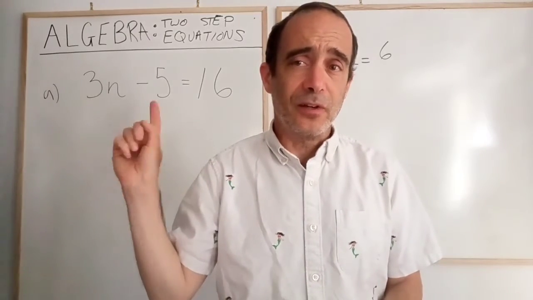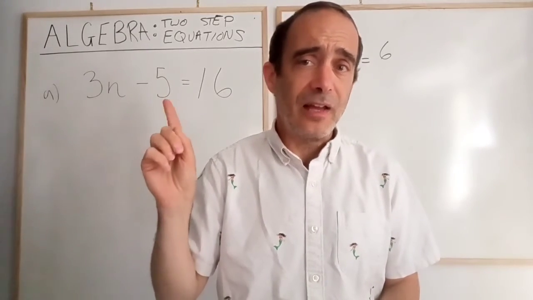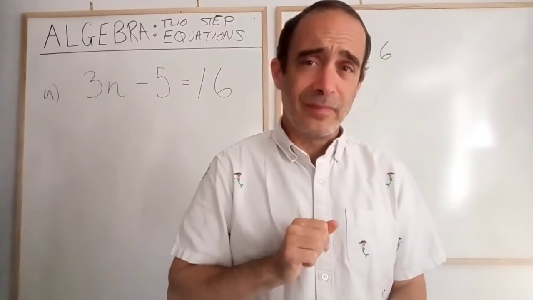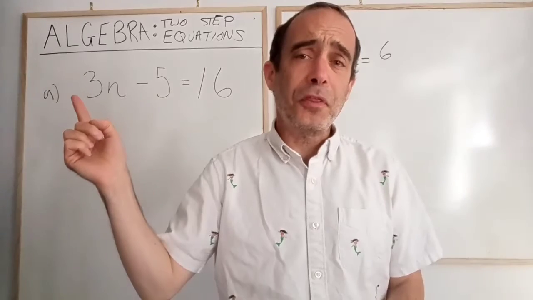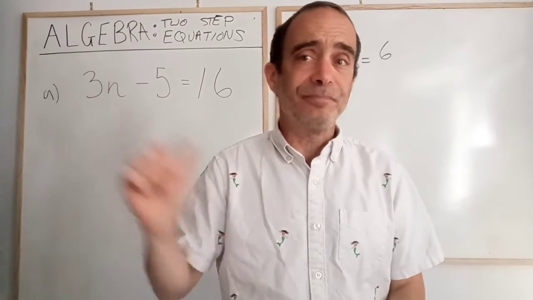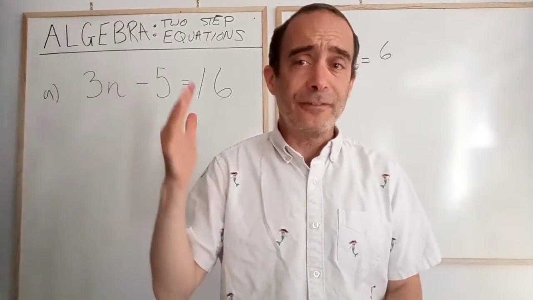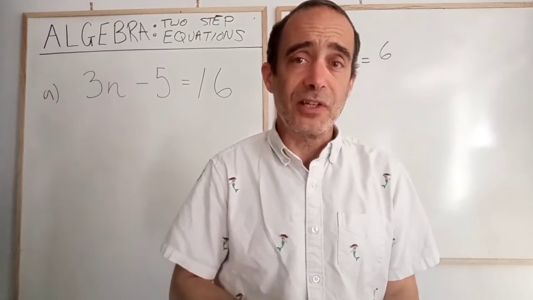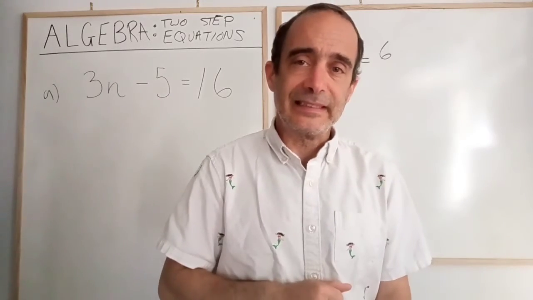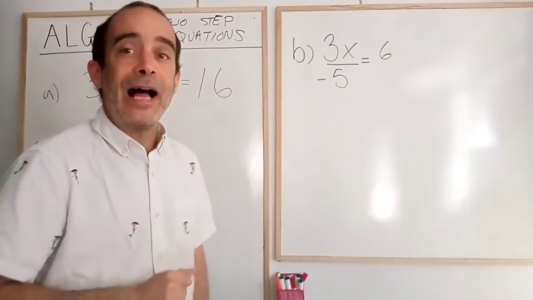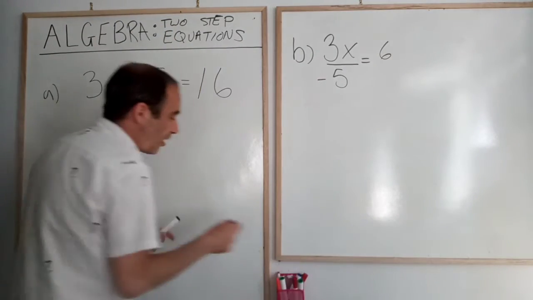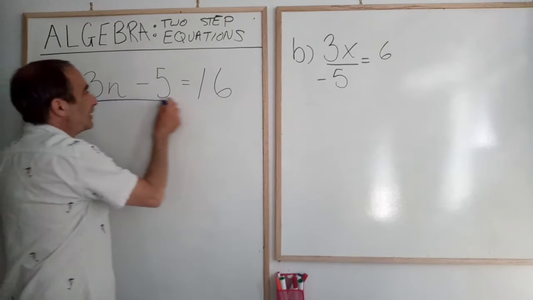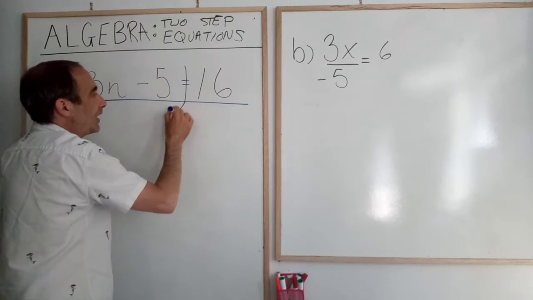The first one here, 3n minus 5 equals 16. So you can see here with that 3n that you've got 3 times n. And then subtract 5, so you have a subtraction operation there too, and the 16. So we want to isolate n. That's what we want to do. It's always our first plan to get that n by itself, and then we can calculate stuff.